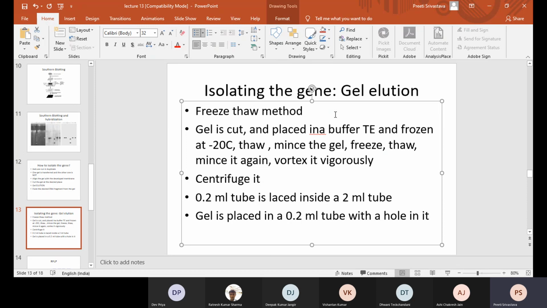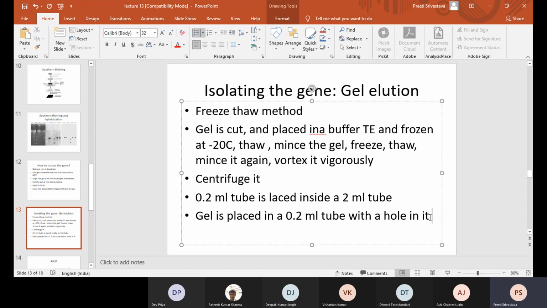Now you put it in the minus 20, allow it to freeze, mince it, crush it, then thaw it, and this you do a few times and then you keep it in the centrifuge. So as a result of this, what will happen is the agarose particles will be retained in the 0.2 ml tube and the DNA will pass through the small hole and it will be collected in the 2 ml tube.